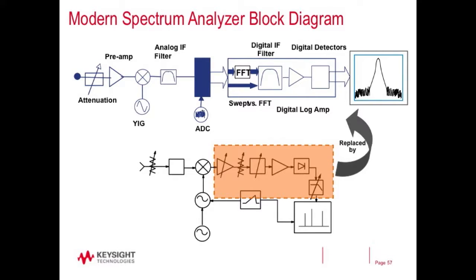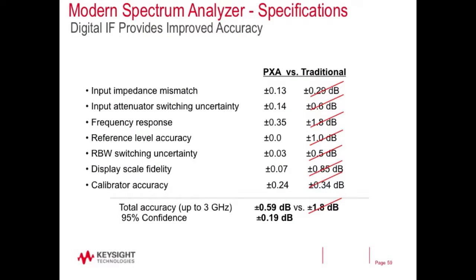Another point is, here we're looking at our specification and then our 95% confidence. So we're 95% confident your amplitude accuracy would be 0.2 of a dB versus the older analyzers, which were at 2 dB.